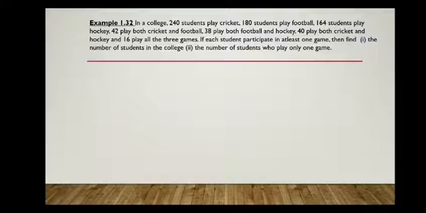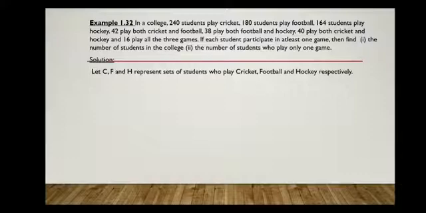What they are asking us to find is the number of students in the college and the number of students who play only one game. So how to find it? We take C, F and H as the sets of students who play cricket, football and hockey respectively.